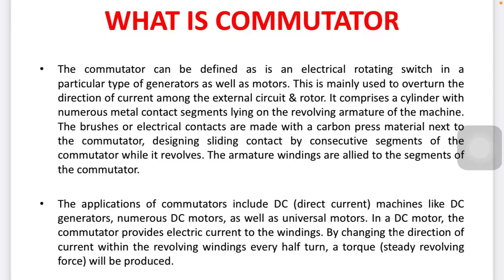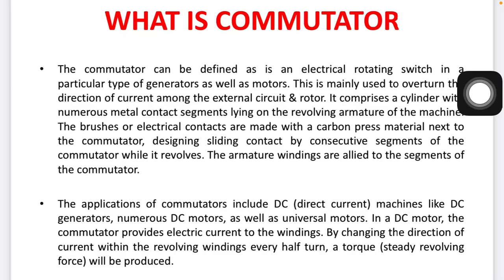Now what is a commutator? The commutator is an electrically rotating switch, we can say, which is continuously connected with the brushes. In a motor it is mainly used to supply the winding, whereas in a generator it collects the current from the armature. It comprises a cylinder with numerous metal contact segments lying on the revolving armature of the machine. The brushes, or electric contacts, are made of carbon pressed materials next to the commutator.